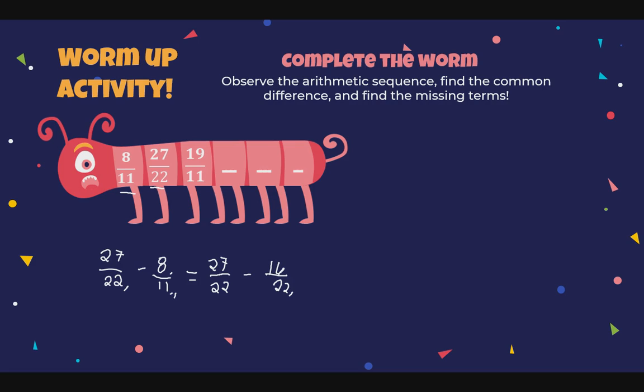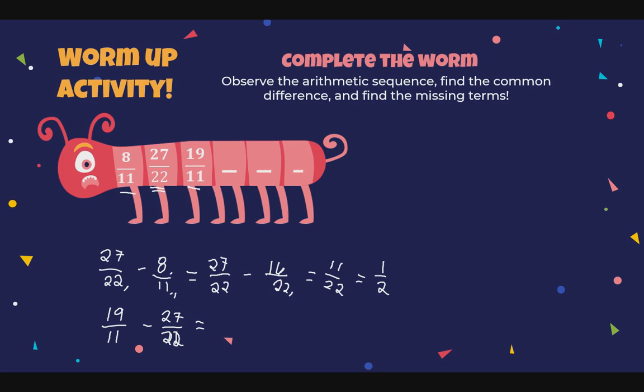Now we can subtract them. So 27 minus 16 is what? 27 minus 16 is 11 over 22. Or let's reduce it to its lowest terms. The final answer would be 1/2. Now let's try 19 over 11 minus the second term, third term minus the second term, 27 over 22.